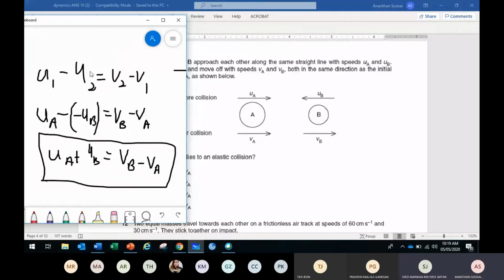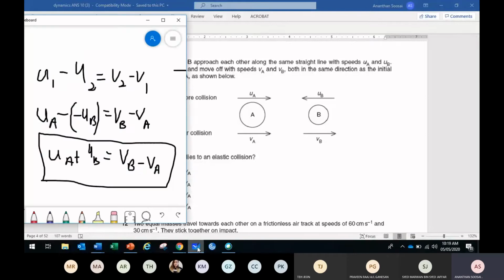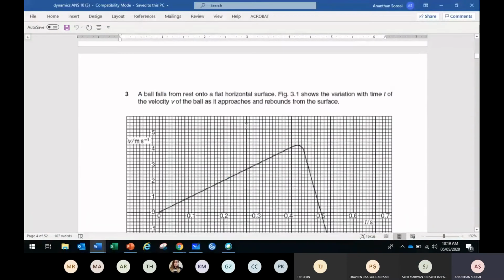The U2 direction is to the left, so it becomes negative. That's the only direction change, so the only sign change is U2, which finally becomes plus. UA plus UB equals VB minus VA. That's the answer. Right, good. So those who got A, good. So you follow the idea. Okay, let's move on. Just one or two questions.